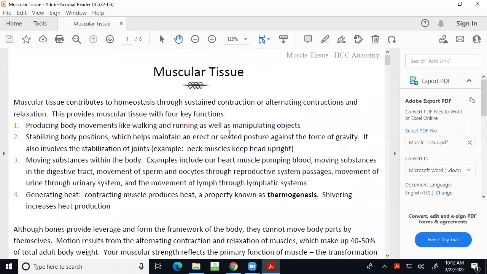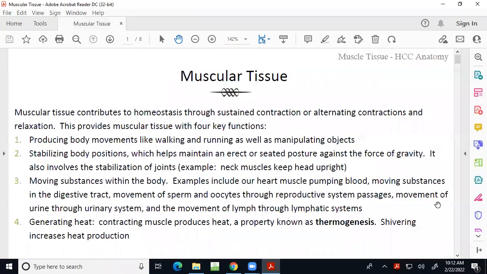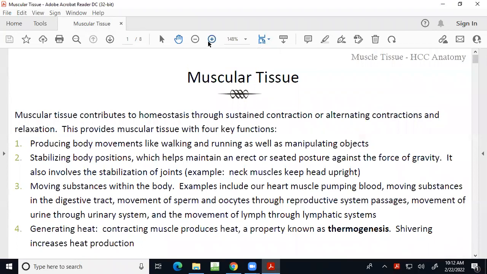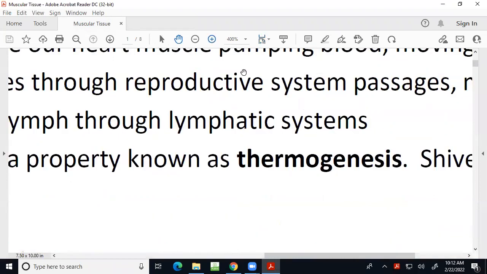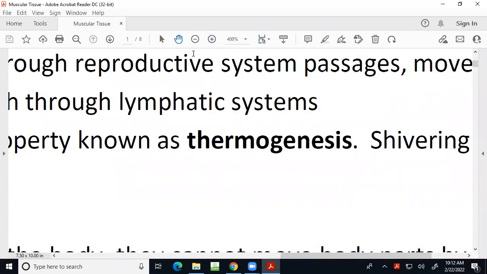So with that said, we can jump in. Probably won't get all the way through this, but that's okay. We can get a good portion of it done and talk about our next system, the muscular system.